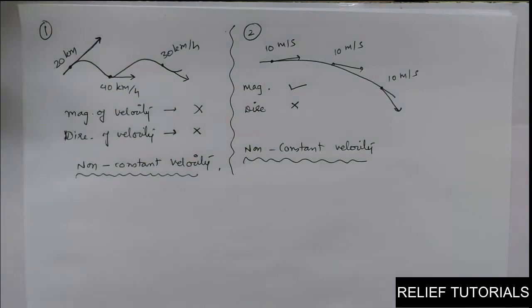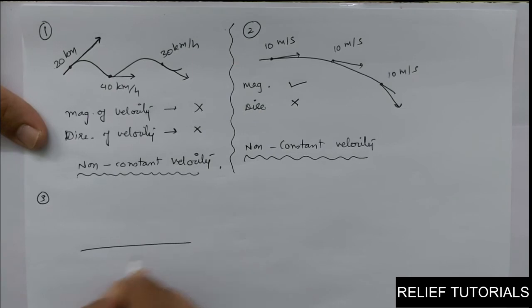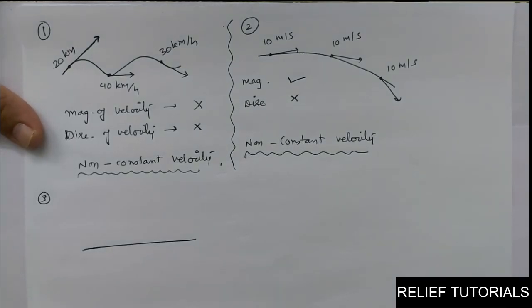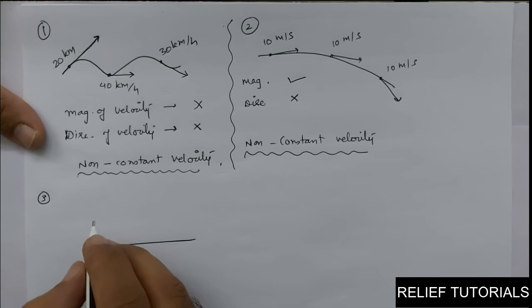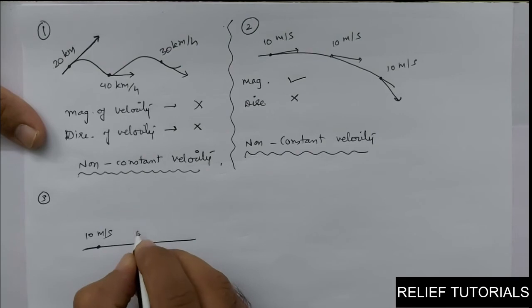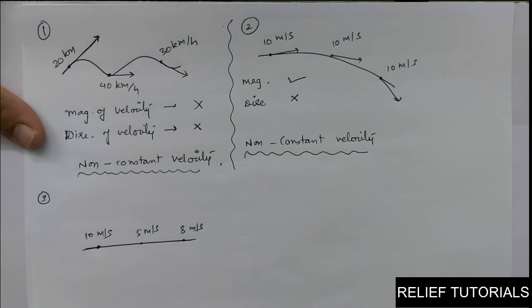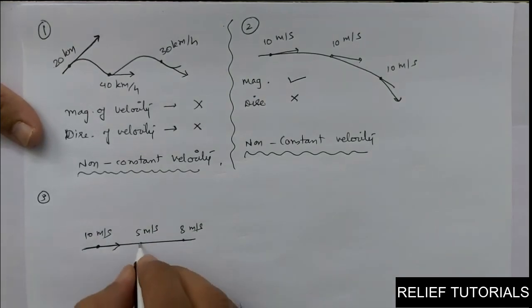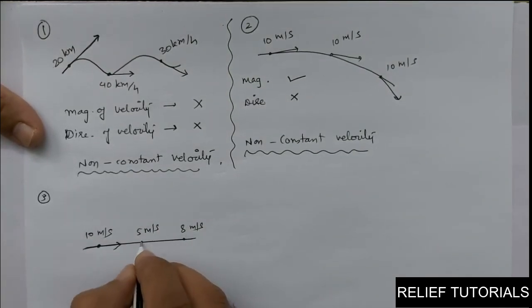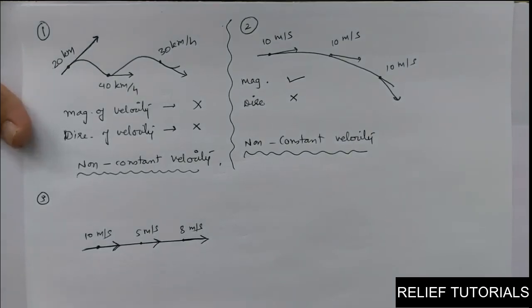Second example. Third example. Consider this is the path, a straight line. Here the magnitude of velocity is 10 meter per second. Here 5 meter per second. Here 8 meter per second. So the direction of motion is along the road. Here the particle is still going in the same direction. So the direction of motion is still on the right hand side. Here also the direction of motion is on the right hand side.